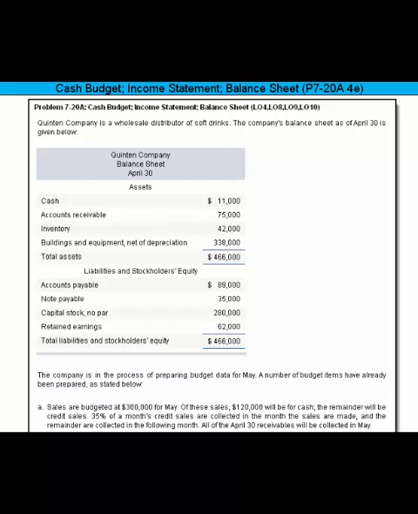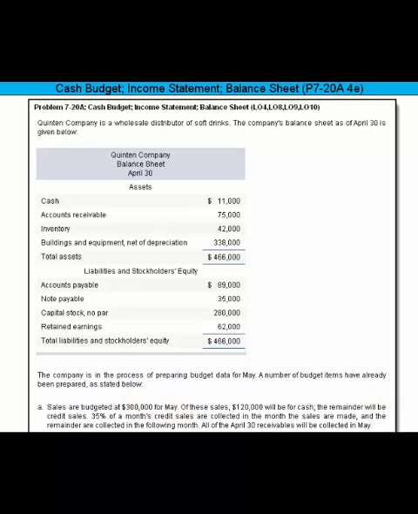Let's take a look at this problem that's a cash budget, deals with an income statement and a balance sheet as well. So we're looking at the Quinton Company. They're a wholesale distributor of soft drinks. The company's balance sheet appears as you see, right in here. So we've got $466,000 total assets and liabilities and stockholders' equity. And then there's some other information we need to read down in this area here.